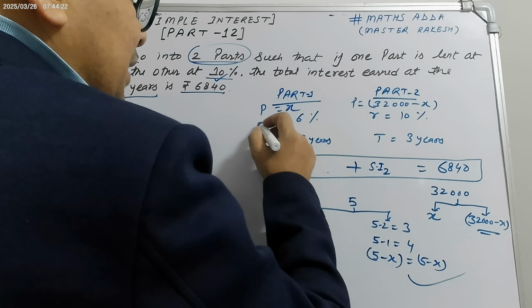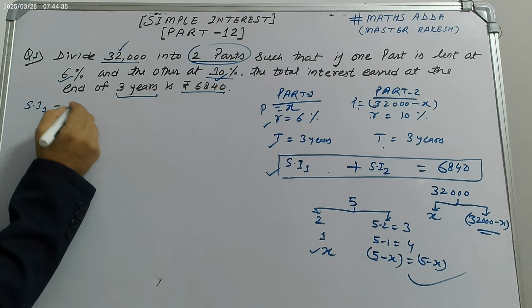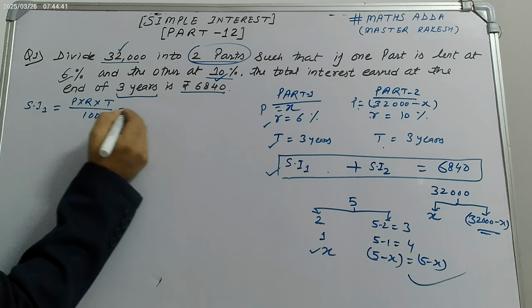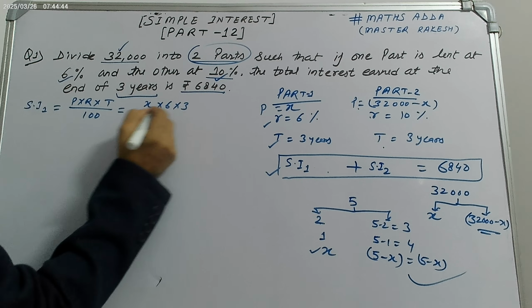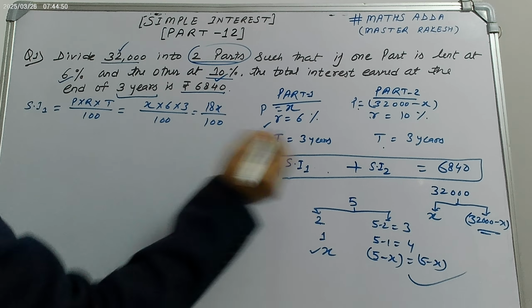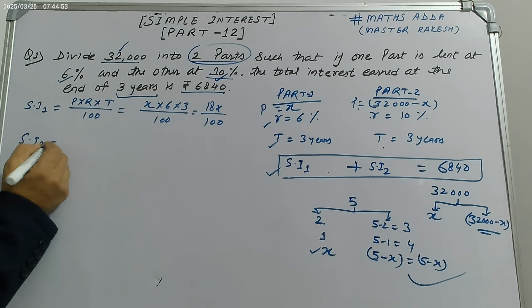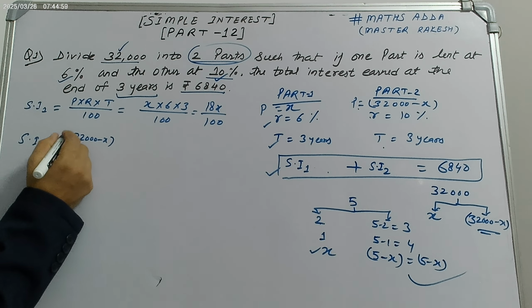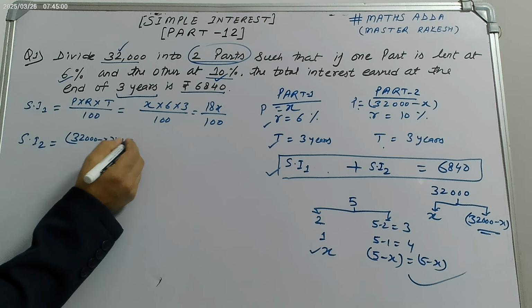So what is the formula of SI? SI1 is p into r into t upon 100. That is x into 6 into 3 upon 100. 6 times 3 is 18, so 18x upon 100. What will be SI2? SI2 will be (32,000 minus x) into 10 into 3 upon 100. 10 times 3 is 30, so 30 into (32,000 minus x) upon 100.